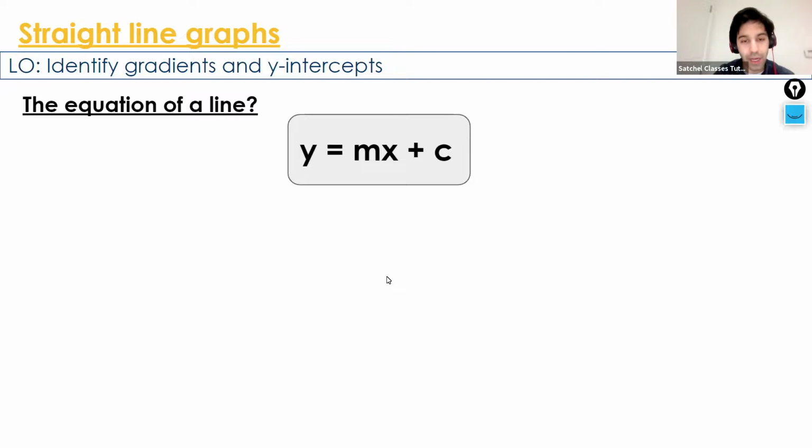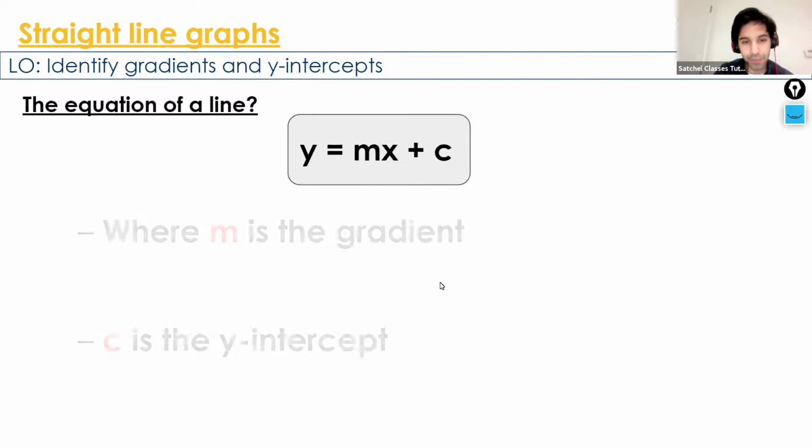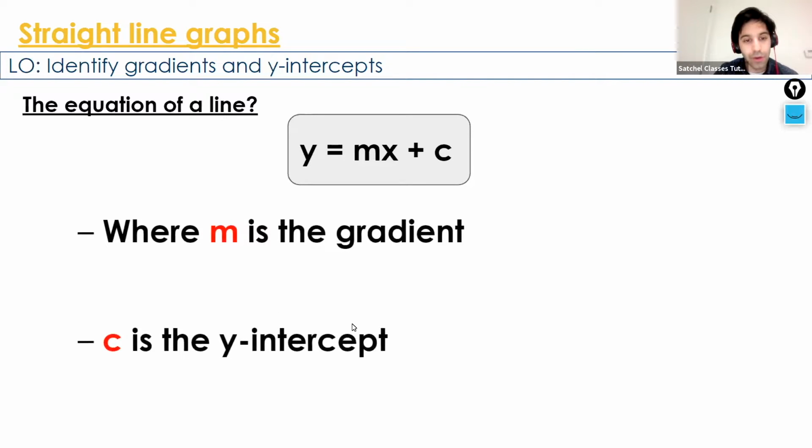Now the gradient, we'll focus on that in another lesson, but the gradient is essentially the steepness of our line, or we can think about it as the change in y divided by the change in x. And we'll focus on that a little bit more during this lesson, but a full lesson will be done on another day. So the key points I just mentioned: m is the gradient and c is the y-intercept.